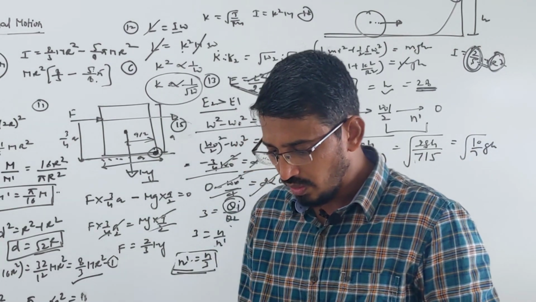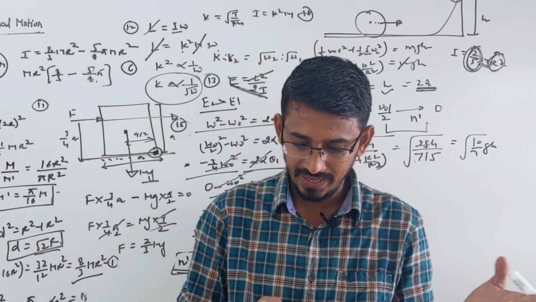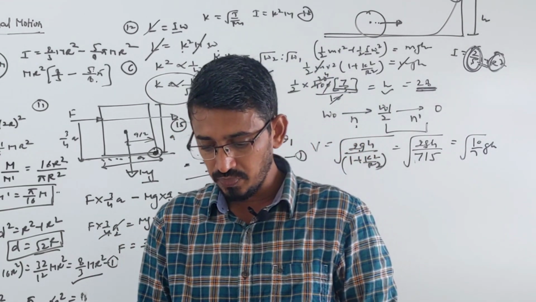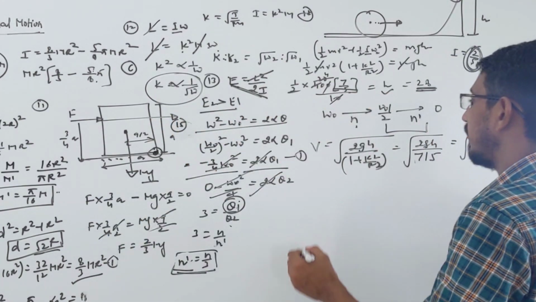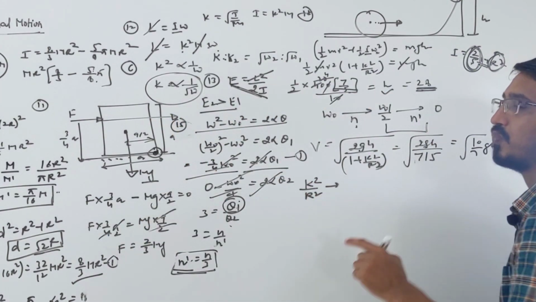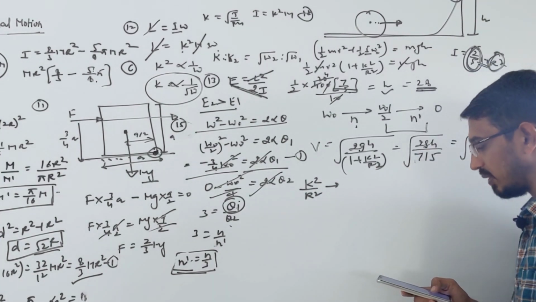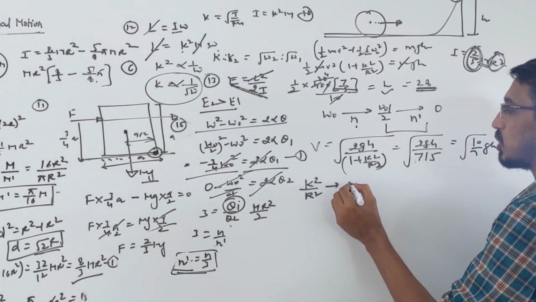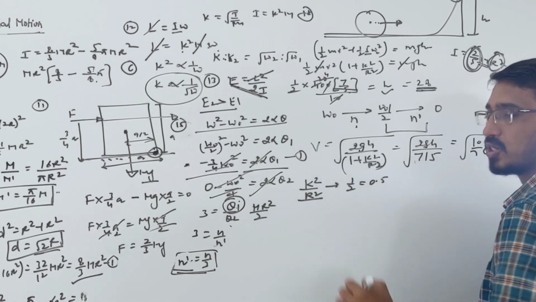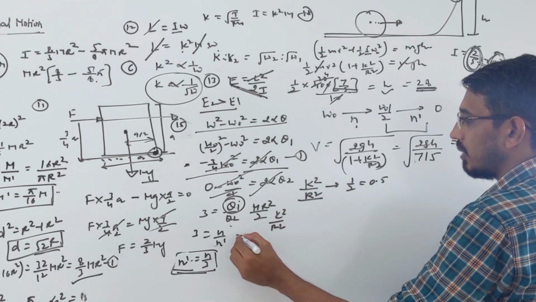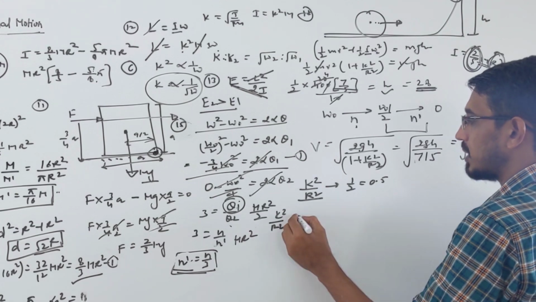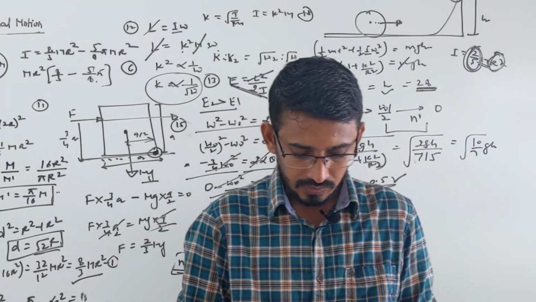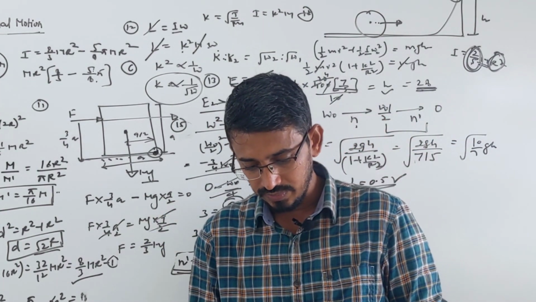Question number 18: a disc and a hoop, meaning a ring, of the same mass and same size roll down an inclined plane together. Which object will reach the ground first? I told you the way: the object which has the minimum value of k square by r square will reach first. For a disc, the formula is mr square by 2, so k square is r square by 2, which is 0.5 of r square. For a ring, the formula is mr square, so k square is r square, which is 1. That has less value for the disc, so the disc will come first to the ground. So the answer of question 18 is disc.